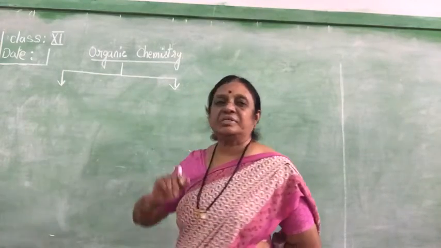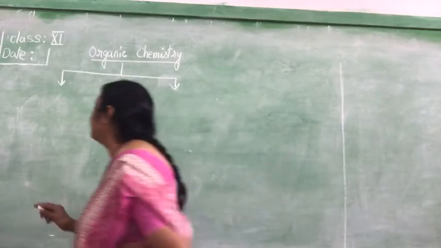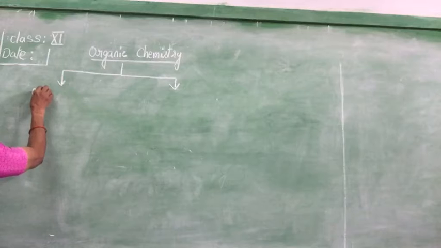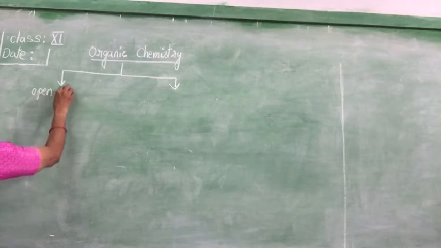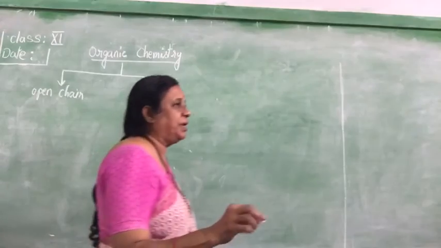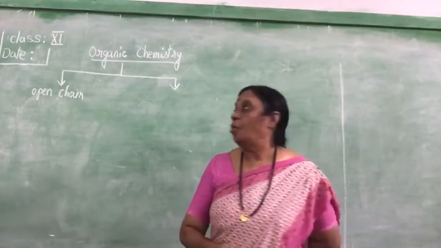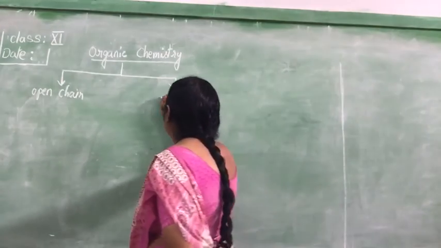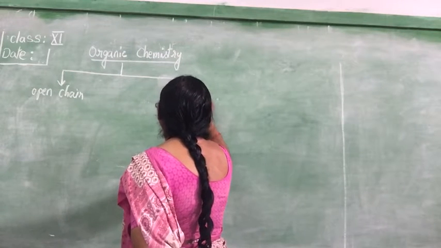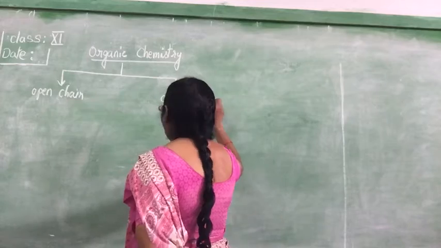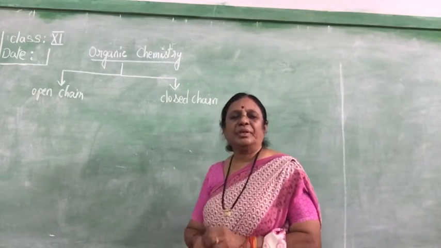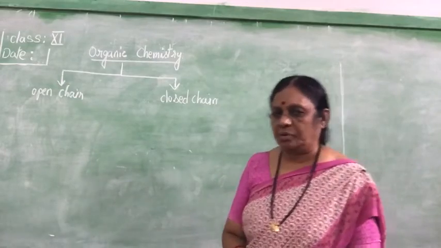Organic compounds are classified into 2 types. One is open chain compounds and the second is closed chain compounds. Now children, what do you mean by open chain compounds?